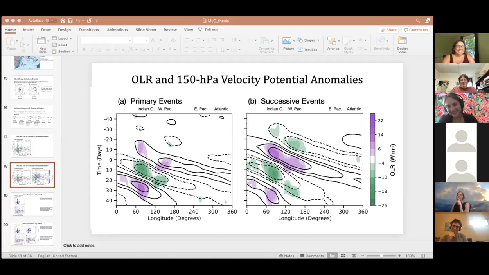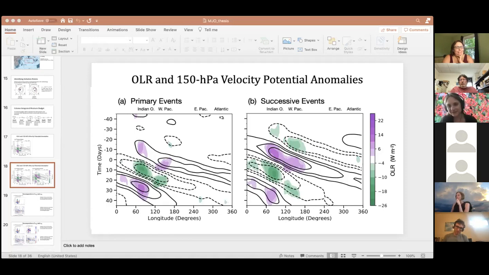I'm not exactly sure how to answer it, but these are all filtered for the MJO signal from 20 to 100 days. So I suspect most of the signal can be attributed just to the MJO. Okay, sounds good. Thank you.